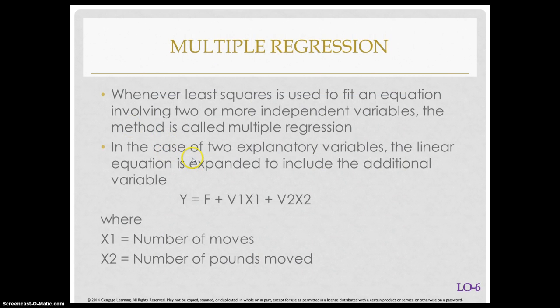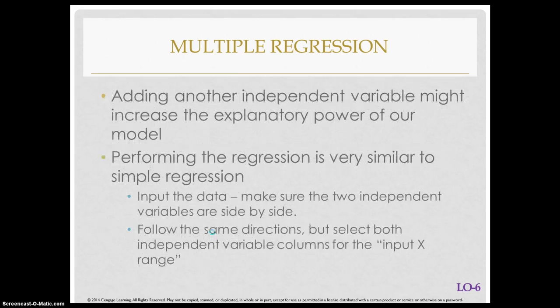So if we look at a multiple regression, whenever least squares is used to fit an equation involving 2 or more independent variables, the method is called multiple regression. In the case of 2 explanatory variables, the linear equation is expanded to include the additional variable. So y equals f plus v1 x1 plus v2 x2, where x1 equals the number of moves and x2 equals the number of pounds moved. So adding another independent variable might increase the explanatory power of our model.